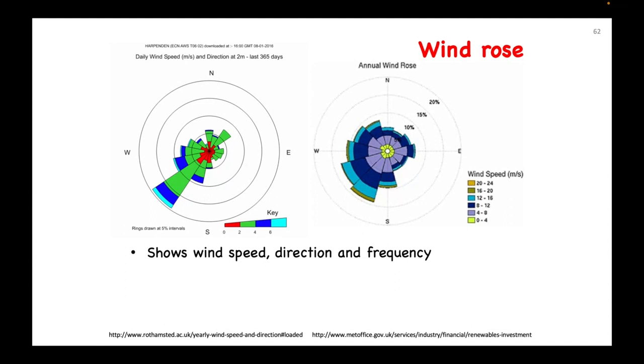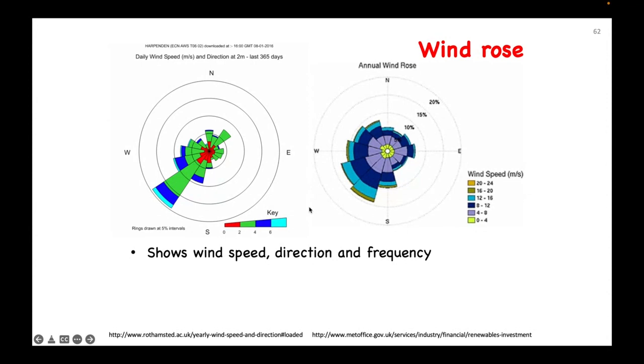How many days a year does it come from various directions? And how strong is it? Okay, so direction, frequency, and speed, all in one chart. All right, so speed in meters per second, and there we are.